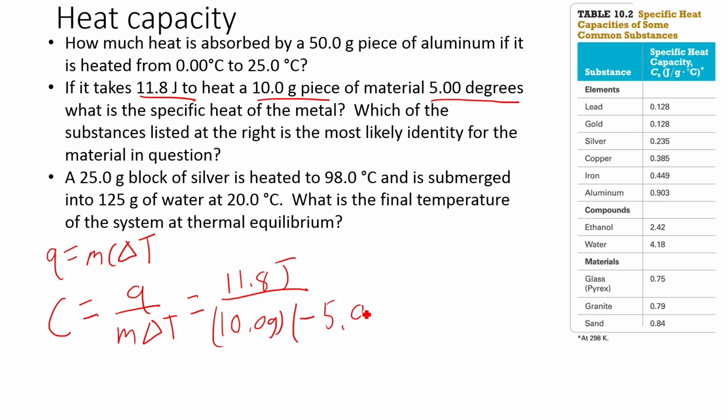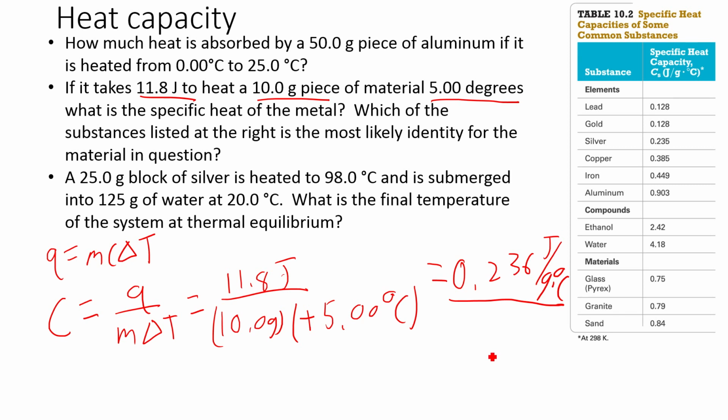So plus 5 degrees Celsius. And you'll notice the units work out for specific heat as well. There's a joule on top and a gram and a Celsius on bottom. So we put these numbers in: 11.8 divided by 10 and divided by 5. And we're going to get that this has a specific heat of 0.236 joules per gram times degrees Celsius. So that's the answer to the first question.